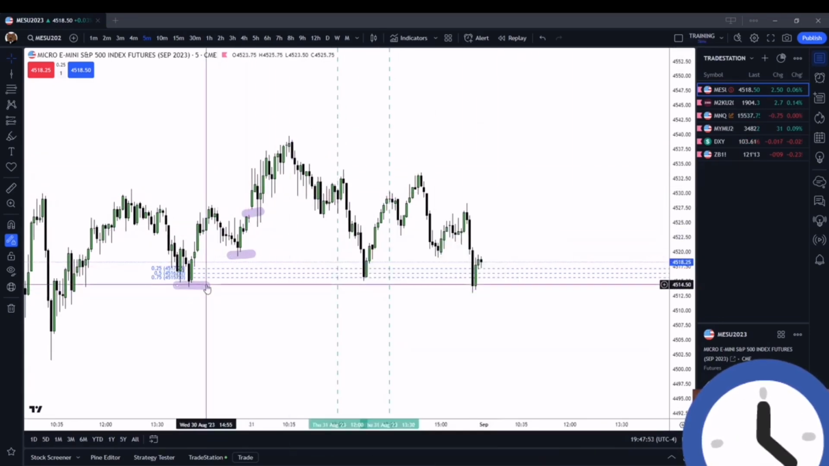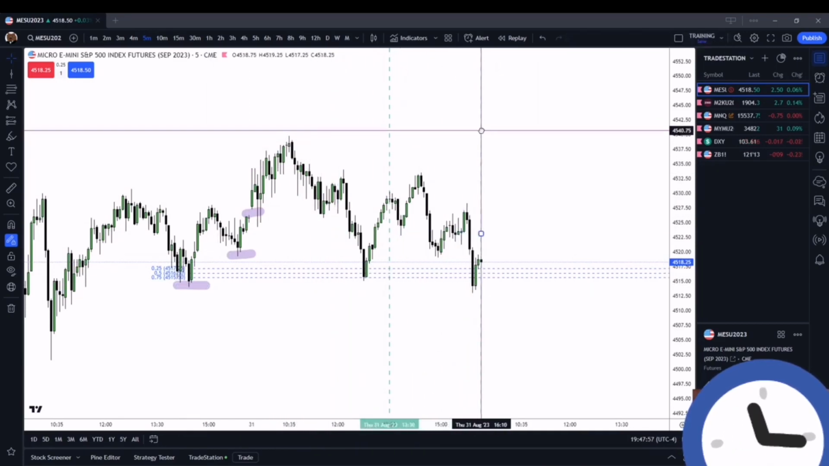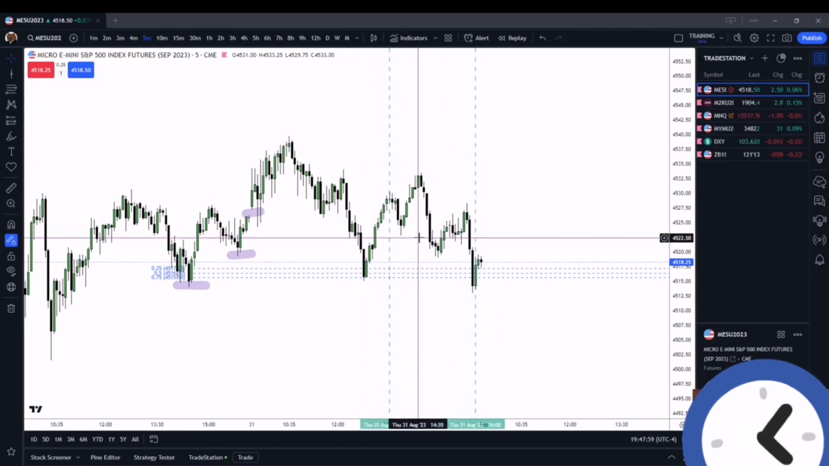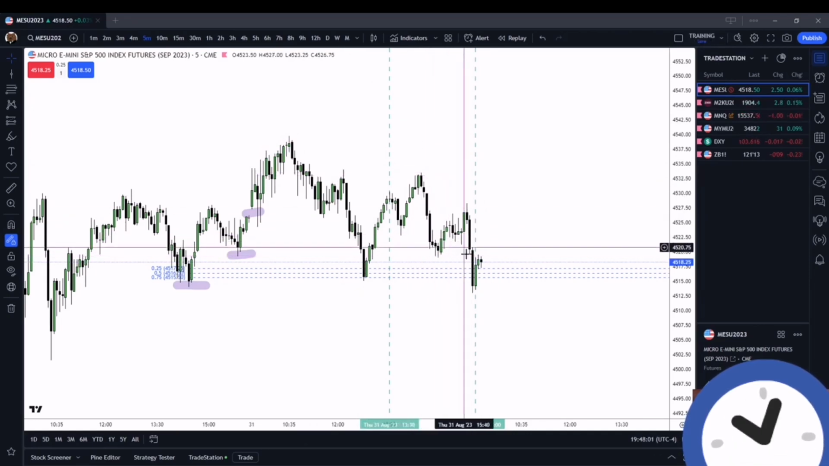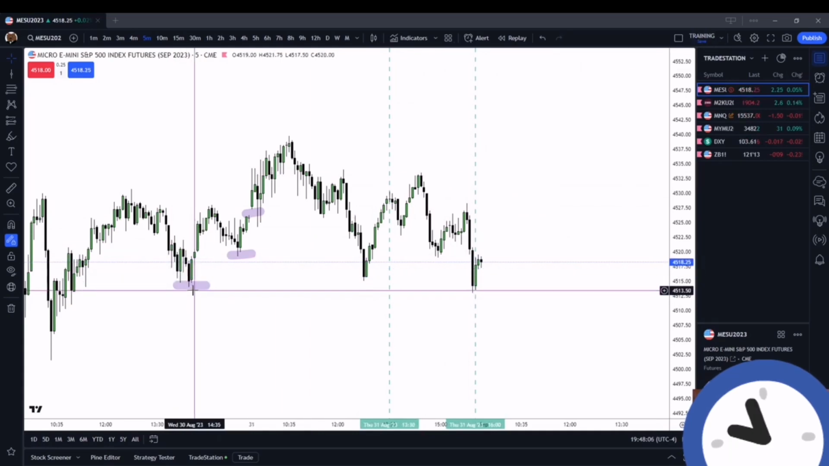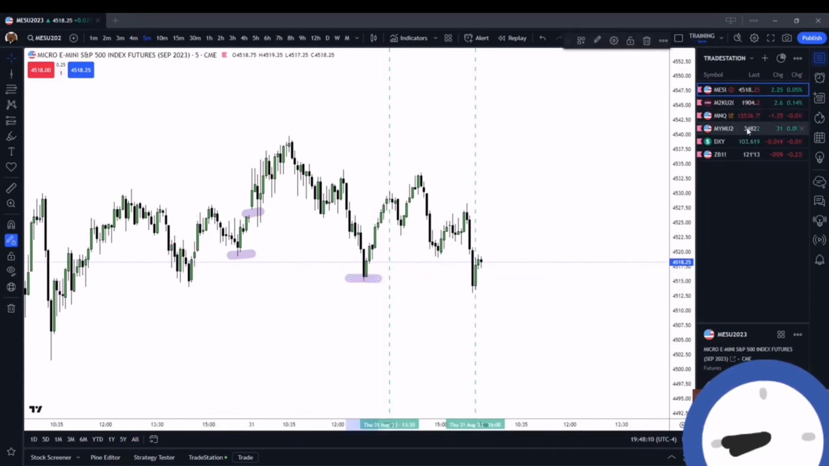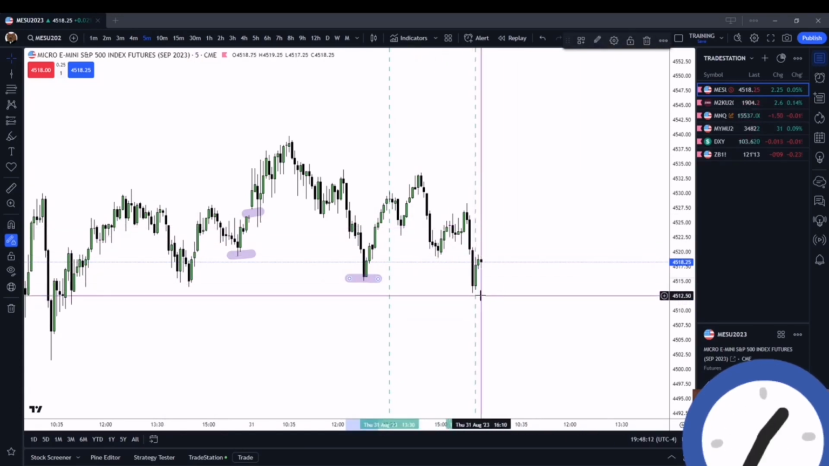Okay, and now let's talk about the PM session. Okay, guys, the PM session was another two-stage macro, up and then down, and you can see that we came down and attacked the sell side liquidity here at 45.15. All right, so another two-stage macro here during the PM session.